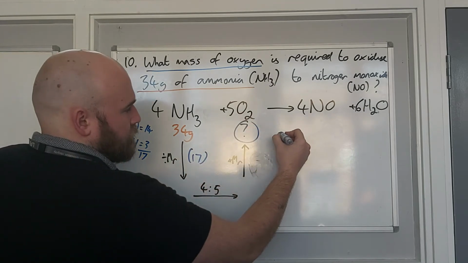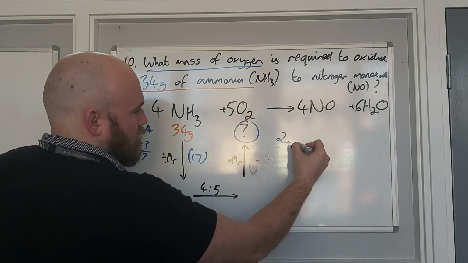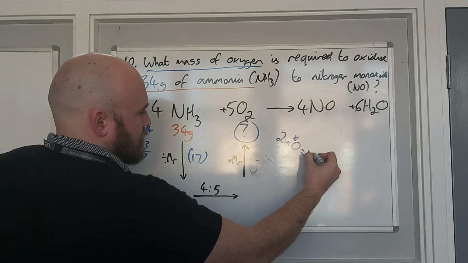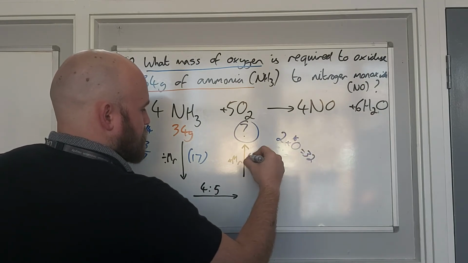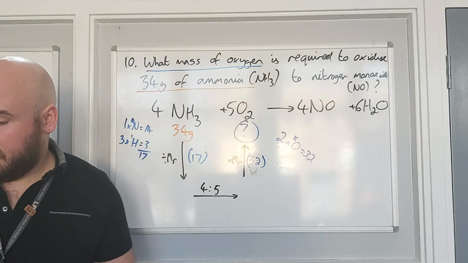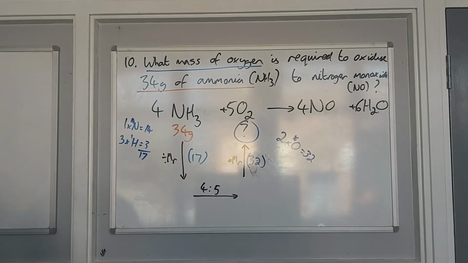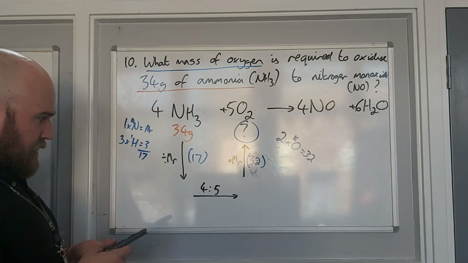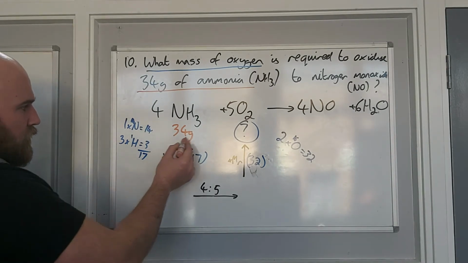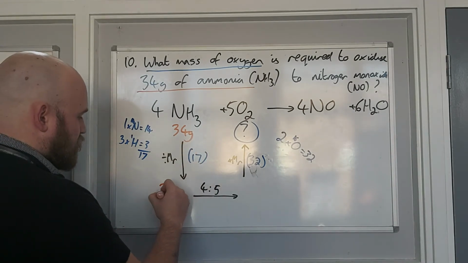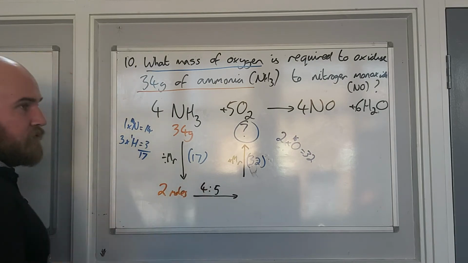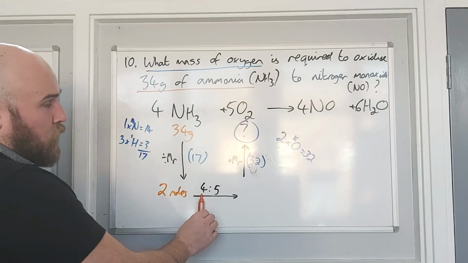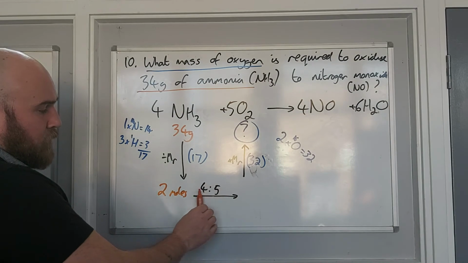And O2 is 2 lots of O, which is 32. And again, even if I've made a mistake, I'll get error carried forward. So, everything's now set up. We'll discuss what to do with the ratio when we get there. So, first step, 34 divided by 17 is 2 moles. Now, the ratio here is 4 to 5.